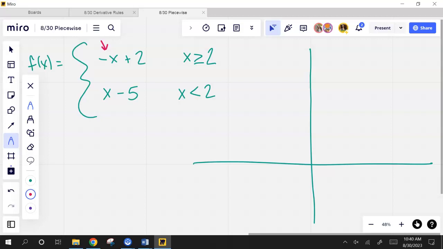Negative 1 is the what? Slope, right? This has a slope of -1. What's the 2 represent? The y-intercept. So that means I start at 2. If the slope is -1, I'm going down 1 over 1 because the slope's -1.